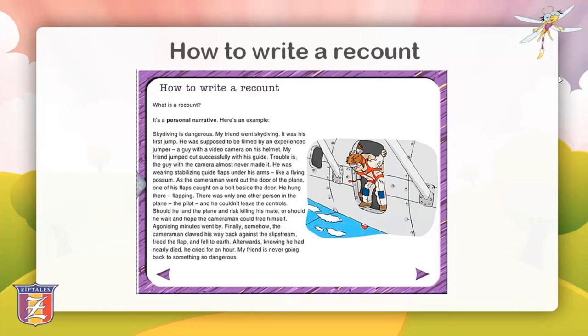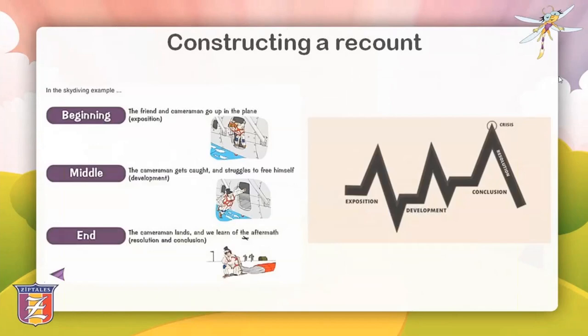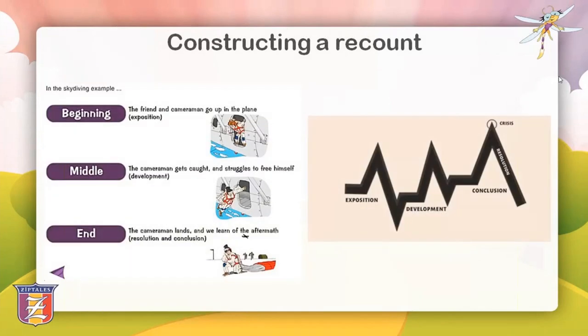The lesson on recounts starts with an example of a personal narrative. The brief story offered is about a skydiver who narrowly escapes serious injury. The recount is only 160 words long, but it's a white-knuckle account. It's quite exciting. Using that passage as a launching point, the lesson defines the main stages of a recount: beginning, or exposition as it's often called, middle, or development, and end, or resolution. The skydiving example is analysed to show where these stages occur.